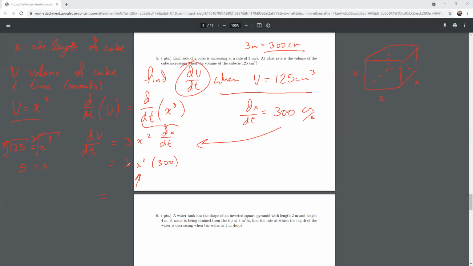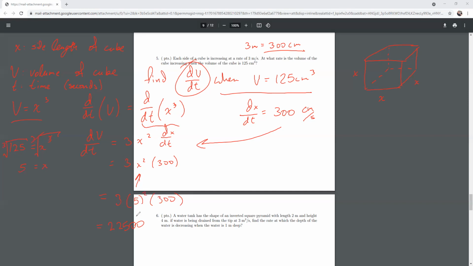So now we plug it in. 3 times 5 squared times 300. All right, so this is our answer now. Let's plug it into a calculator. 3 times 5 squared times 300. That's quite a large number. I think it ends up being 22500.